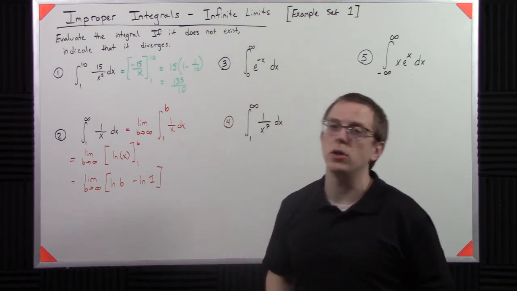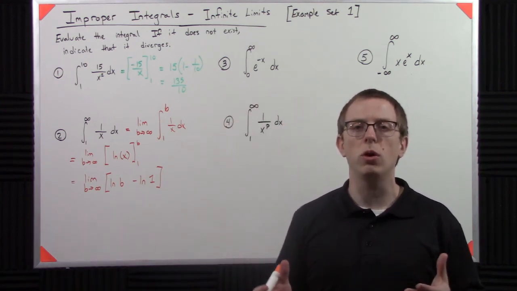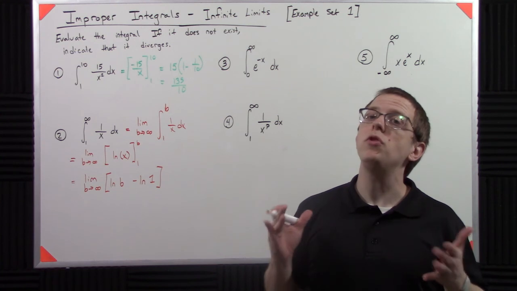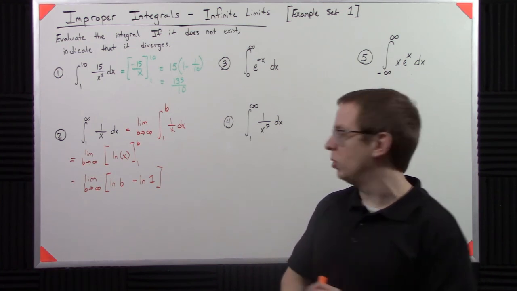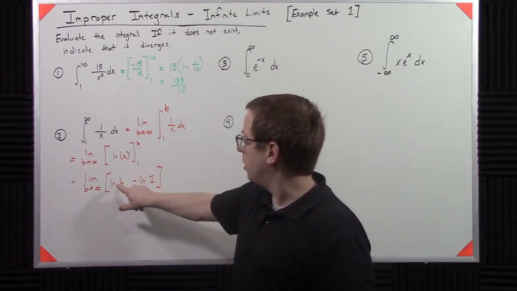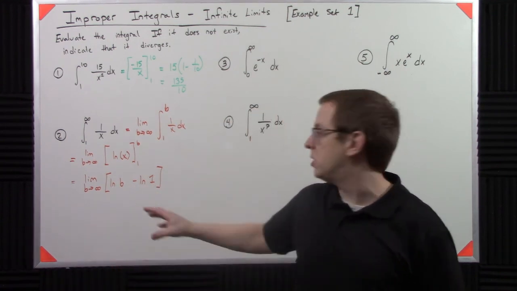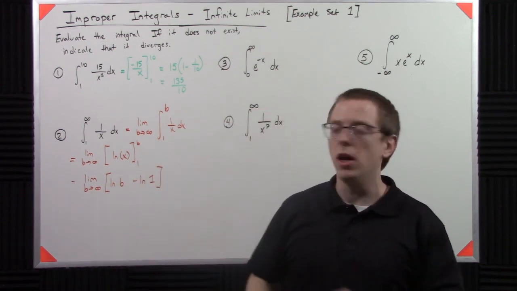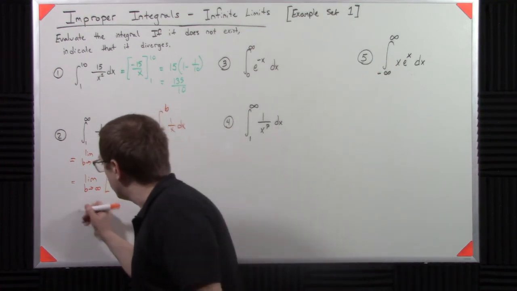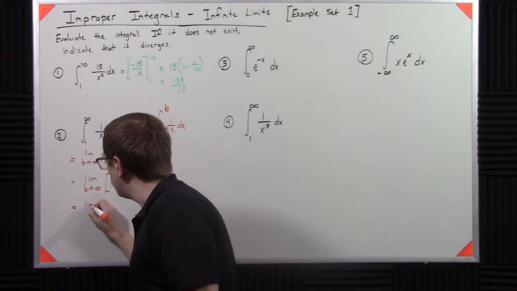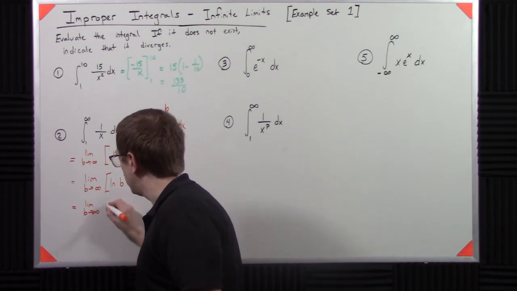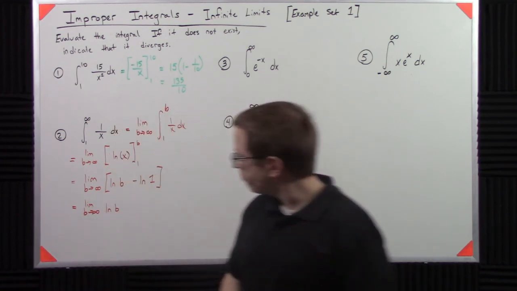Natural log of b minus natural log of 1. And hopefully you remember that natural log of 1 is always 0. And even if you didn't, hopefully you remember the log rule that says if they're subtracted, you can take this divided by that. Well, b divided by 1 is just b. So it's the same as just that one disappearing. So we end up with the limit as b goes to infinity of natural log of b.